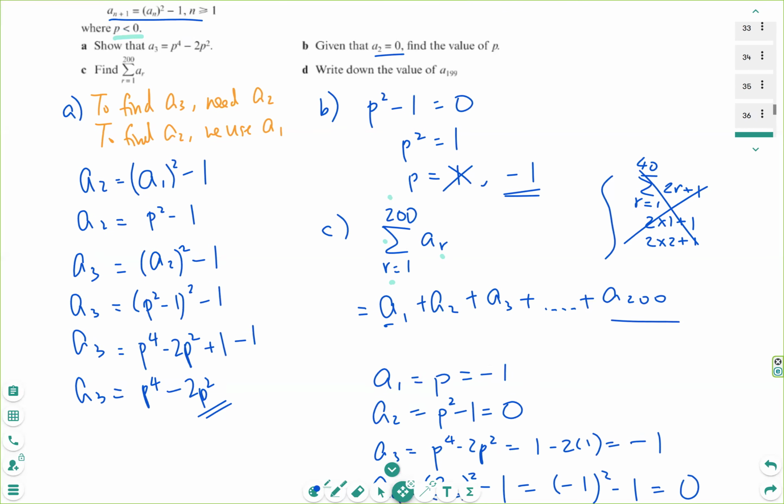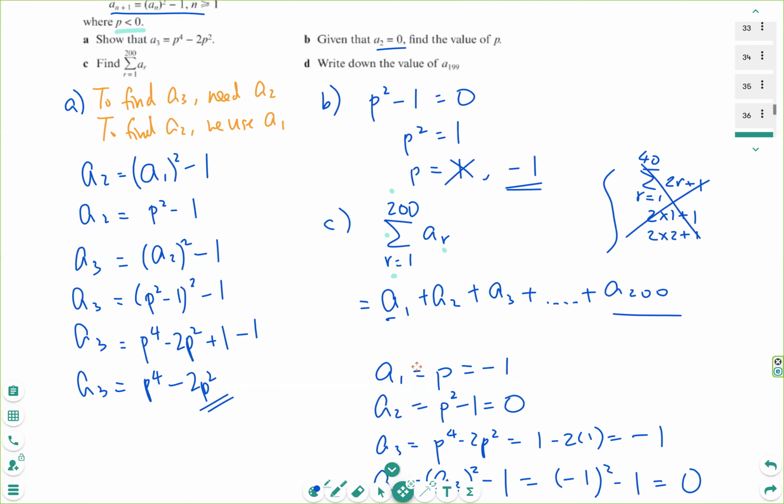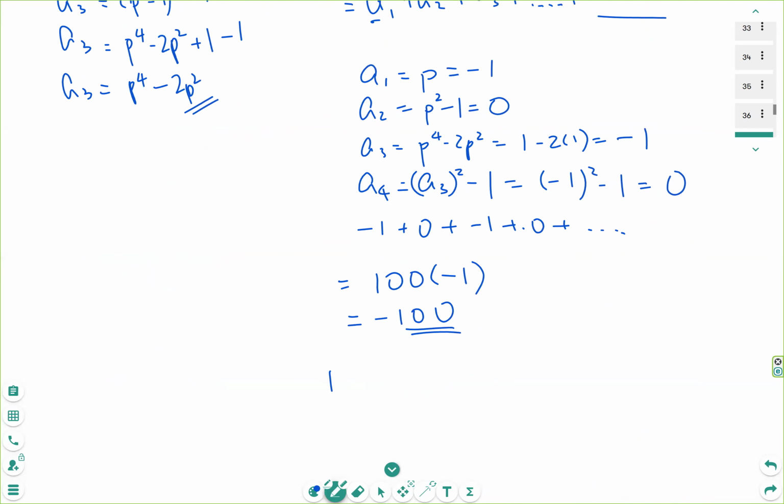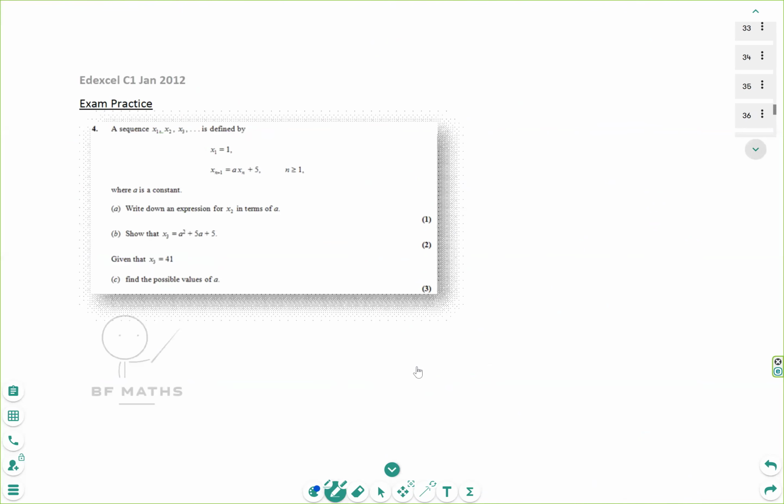Part D. Write down the value of A199. Well, you can see all the odd terms have a value of minus 1, because A2, A4, A6, A200 are all 0. So A199 must be minus 1. If you're happy with this, pause the video and have a go at this exam question. When you're ready for the answer, you can press play.